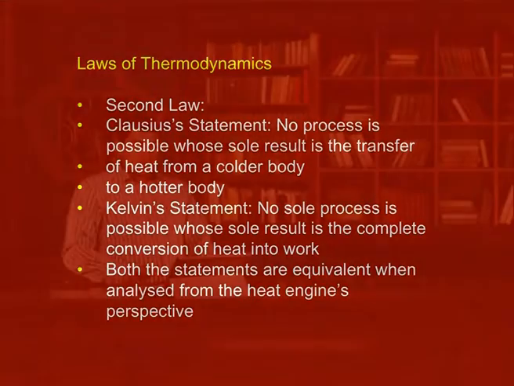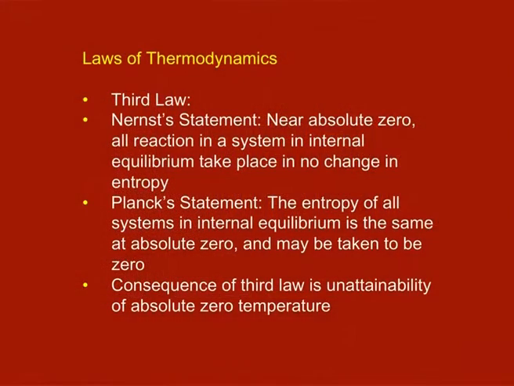The third law is again proposed by two different scientists, and the first scientist who proposed the third law is Nernst. He said that near absolute zero, all reactions in a system in internal equilibrium take place with no change in entropy, and the same statement is a little bit modified and presented by Planck. He said that the entropy of all systems in internal equilibrium is the same at absolute zero, and this value, which is constant at absolute zero, can be considered as 0. And the consequence of the third law of thermodynamics is the unattainability of absolute zero temperature.